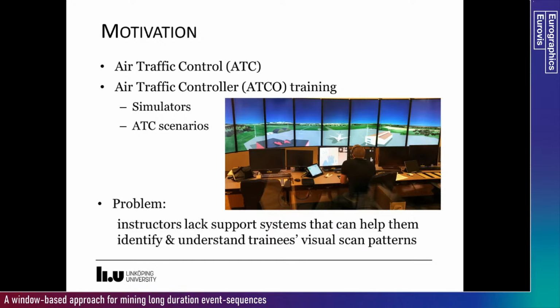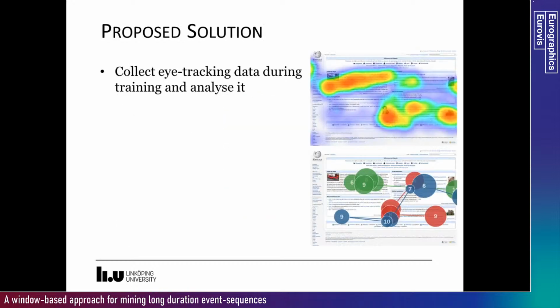A current challenge faced today in ATC is that there are not many predefined scan patterns or formalized instructions explicitly stating how an ATCO is expected to scan their environment. So there is an increased interest for approaches concerned with how to formalize the process of training ATCOs and support instructors in the process of identifying and studying the visual scan patterns of trainees.